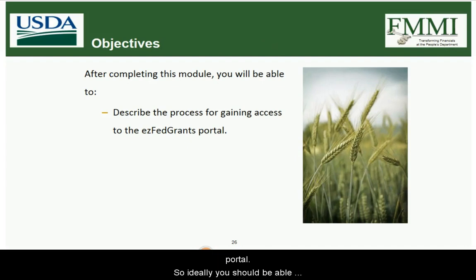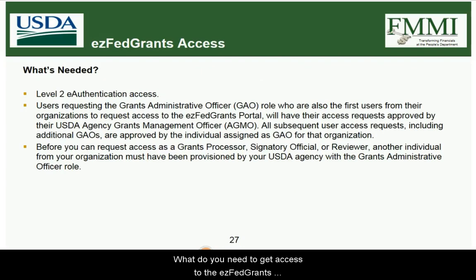So now we're going to take a look at how you can gain access to the ezFedGrants portal. Ideally, at the end of this particular module, you should be able to describe the process for that as well. What do you need to get access to the ezFedGrants system? Well, the first thing you're going to need is that level 2 e-authentication access that we just went over. And then there are a couple of other things that you're going to need.